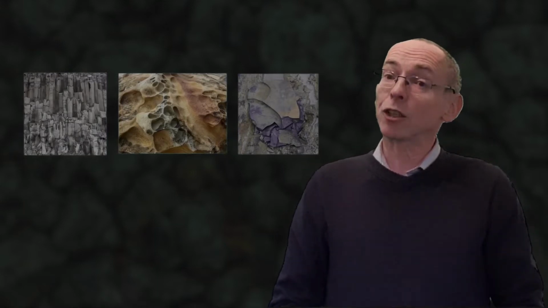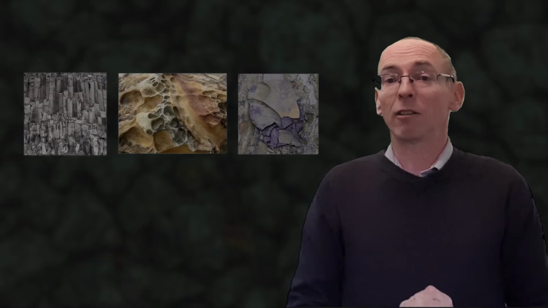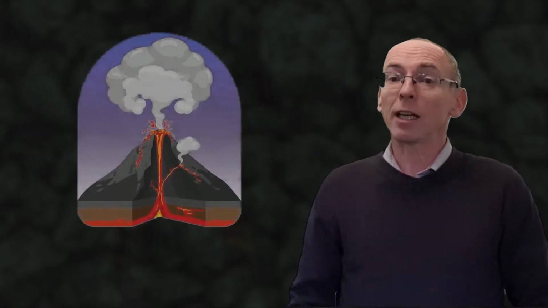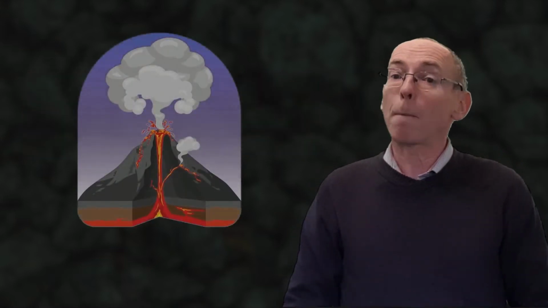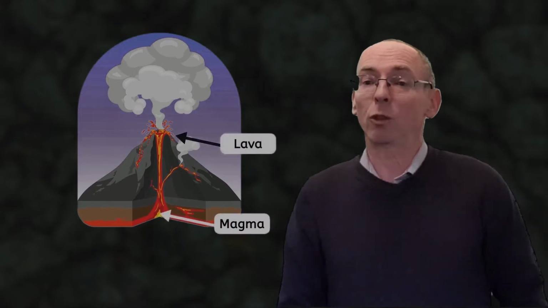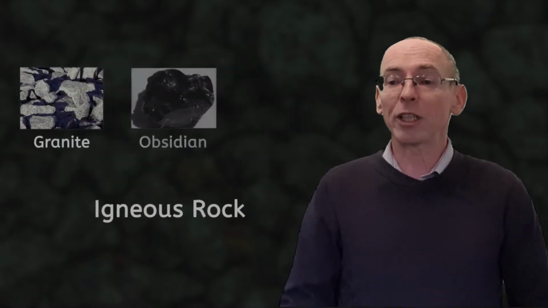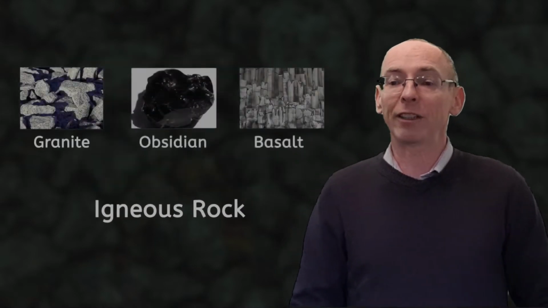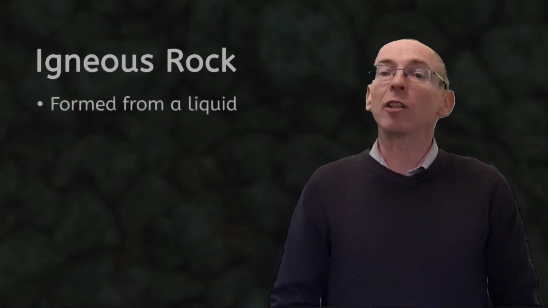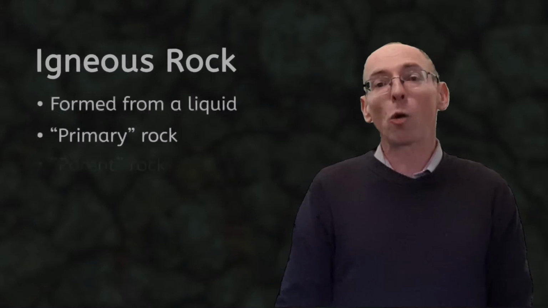To form igneous rocks, lava that comes out of volcanoes eventually cools. If it was in the middle of the volcano, we call it magma. If it's on the outside, we call it lava. And this eventually cools to form igneous rock. Granite, obsidian, basalt are examples of igneous rock. Igneous rock, since it's formed from a liquid, we sometimes call it primary rock or parent rock.